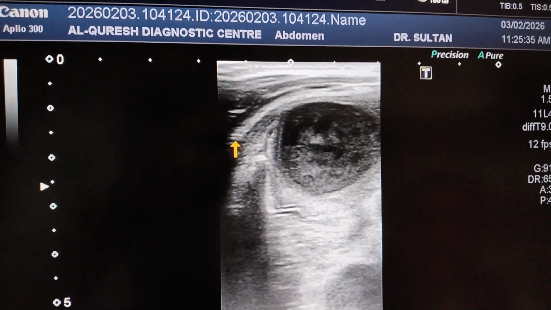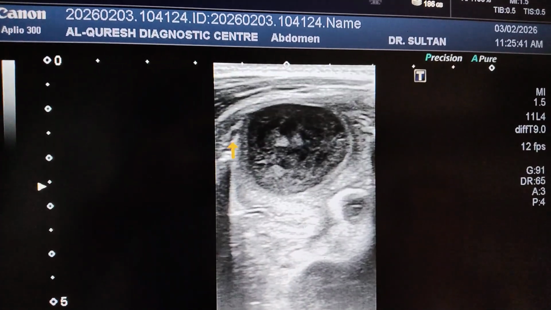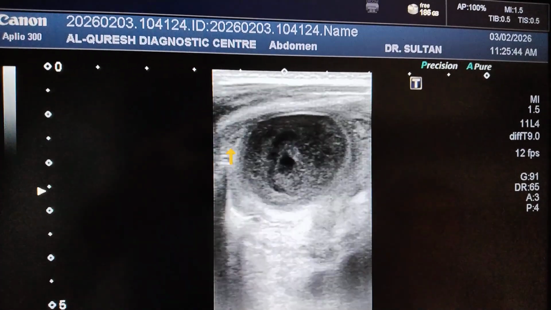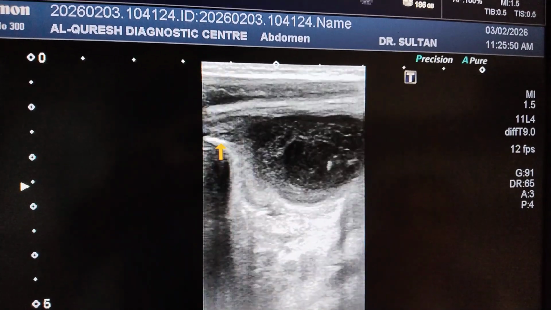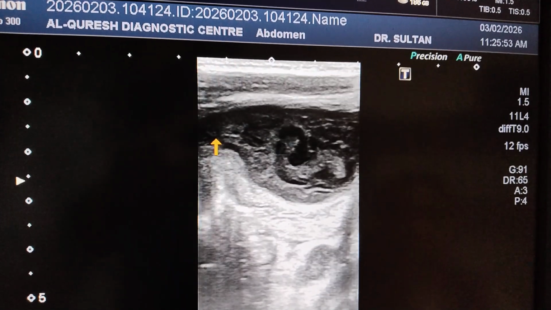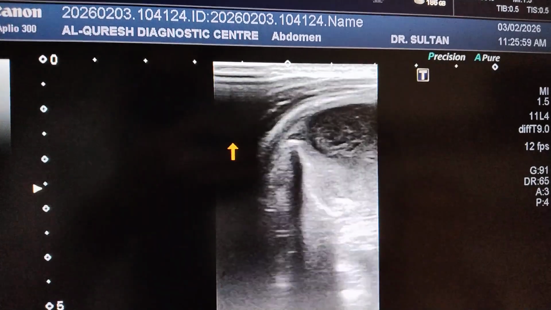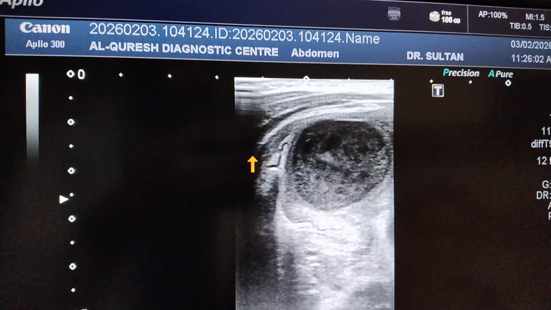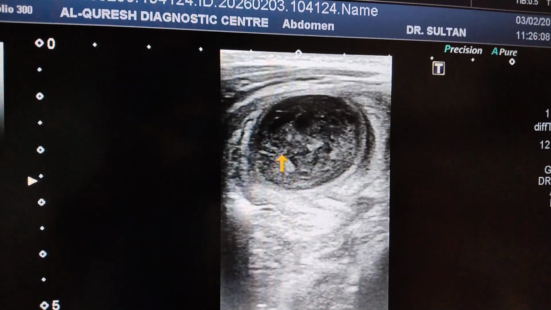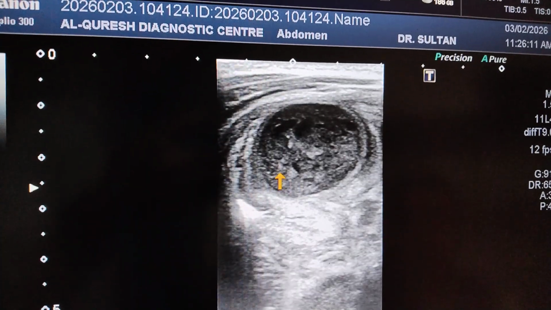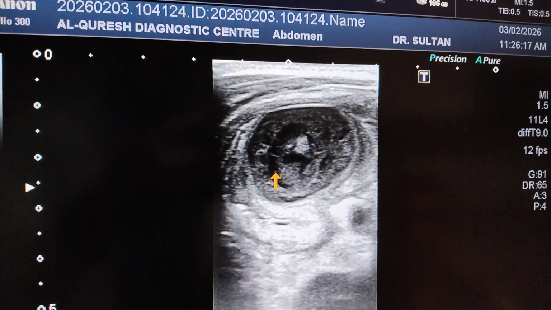So what diagnosis can I say, in my opinion, is that this was a case of acute appendicitis, which complicated to gangrenous appendix, and further complicated to intussusception. So this was all about the gangrenous appendicitis complicated to intussusception.